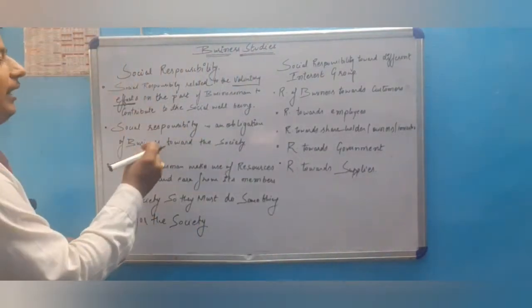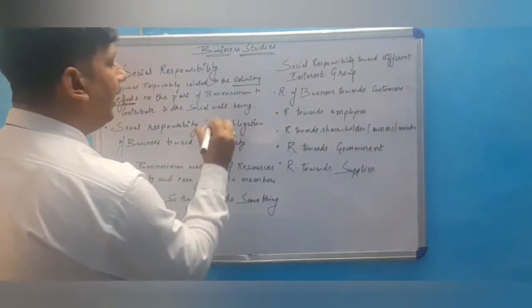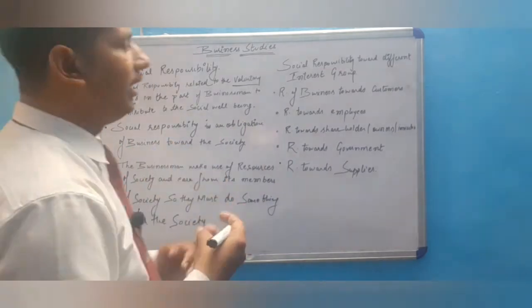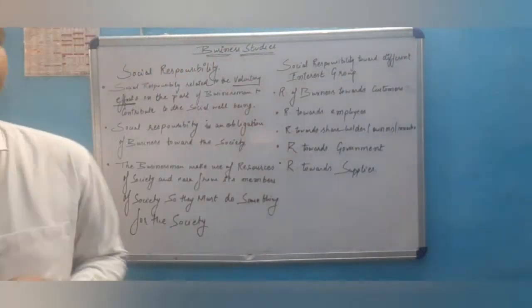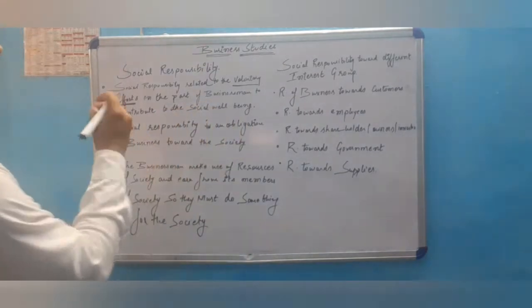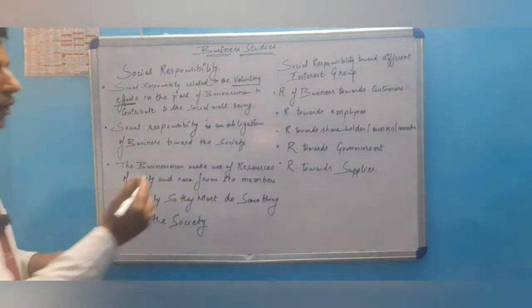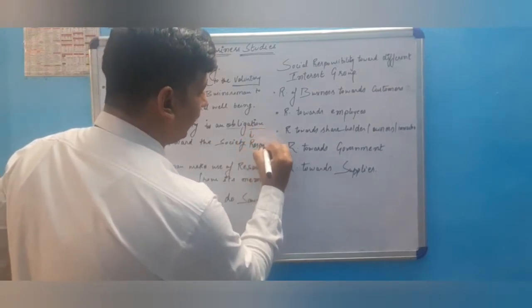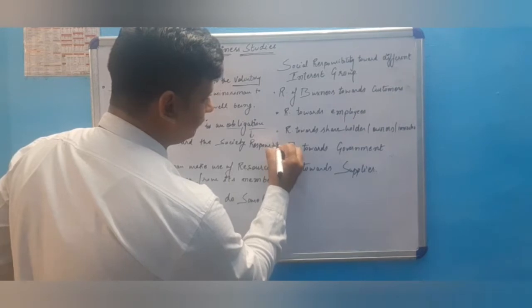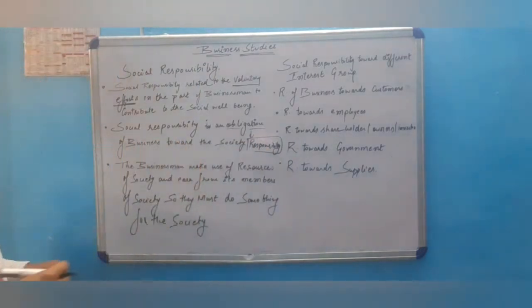Now, so we can understand it in a better way. Social responsibility is an obligation of a businessman towards the society. It is an obligation of business towards the society because it is mandatory for a business to do something for the welfare of the society. So it is a responsibility. Obligation means responsibility, the responsibility of business towards the society.